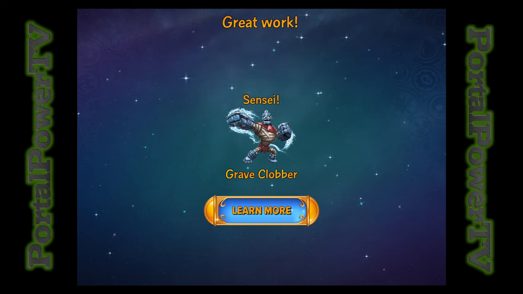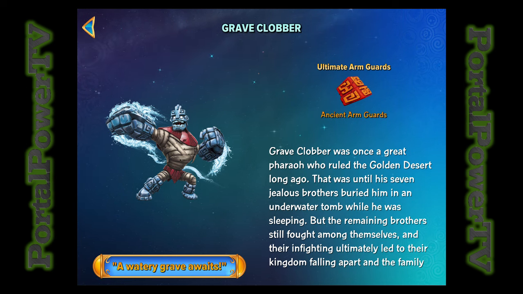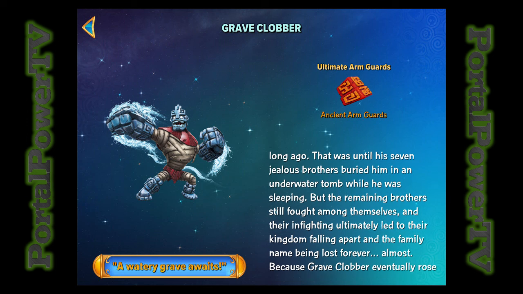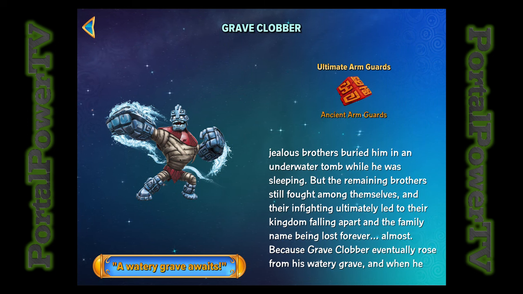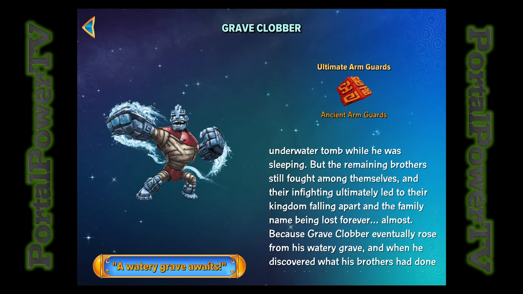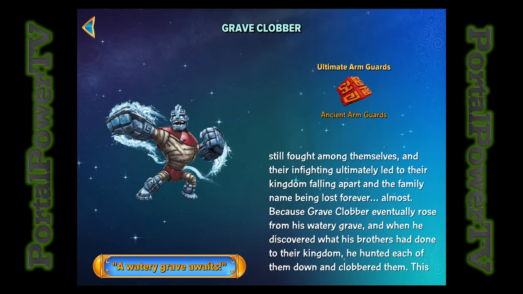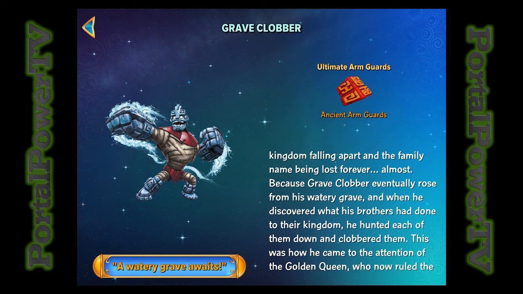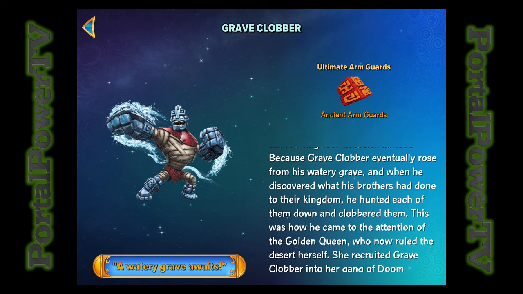Sensei, Grave Clobber. So, part unlocked, Ultimate Arm Guards. Grave Clobber was once a pharaoh who ruled the Golden Desert long ago. That was until his 7 jealous brothers buried him in an underwater tomb while he was sleeping. But the remaining brothers still fought among themselves, and their infighting ultimately led to their kingdom falling apart and the family name being lost forever. Almost. Because Grave Clobber eventually rose from the watery grave, and when he discovered what his brothers had done to their kingdom, he hunted each of them down and clobbered them.